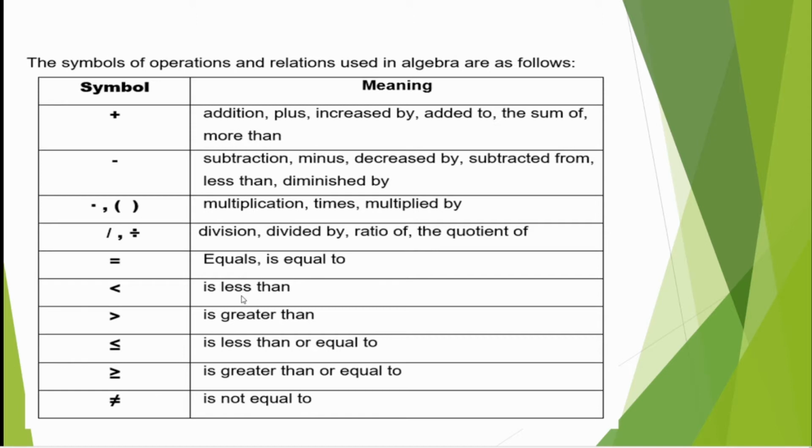This one is less than. The other one is greater than. This is less than or equal to. This is greater than or equal to. And the last one is not equal to. So these are the symbols of operations and relations used in algebra.